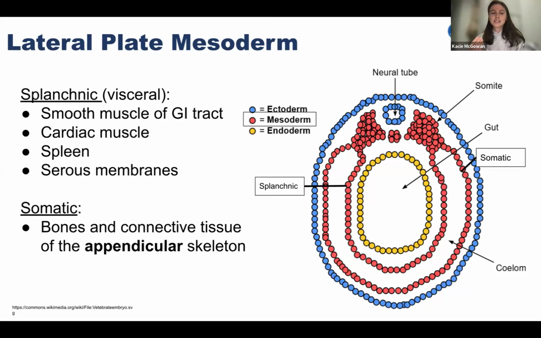Those serous membranes are not to be confused with mucous membranes, which are an endodermal structure that are like the inner surface of your mouth and nose. The words sound similar, but very different structures there.